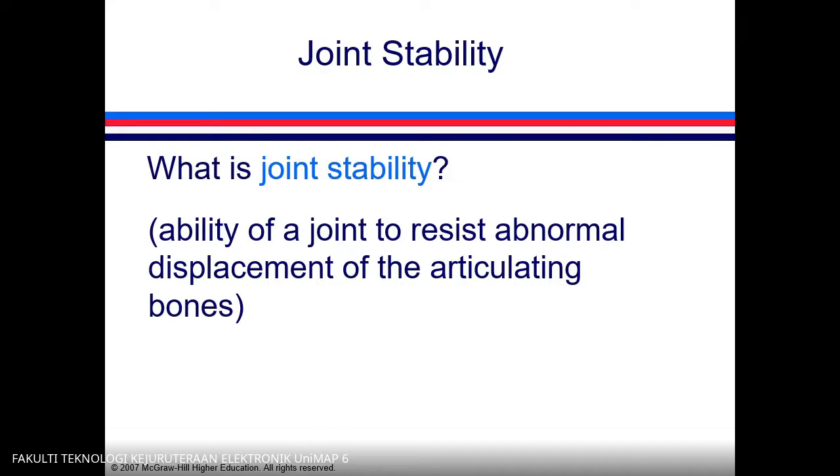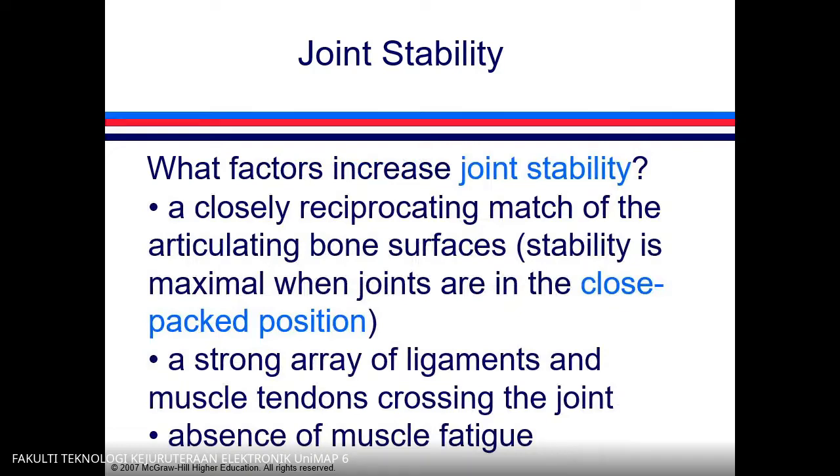Or maybe you can write in your own words, make sure I understand your answer. Basically, joint stability is the ability of a joint to resist abnormal displacement. And then there are a few factors that increase joint stability. The factor is a closely reciprocating match of the articulating bones. So all the bones should be arranged closely, with not much gap between the bones. And then we have a strong array of ligaments and muscle tendons crossing the joint.